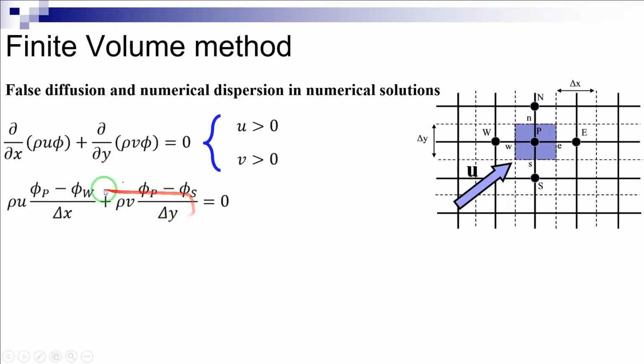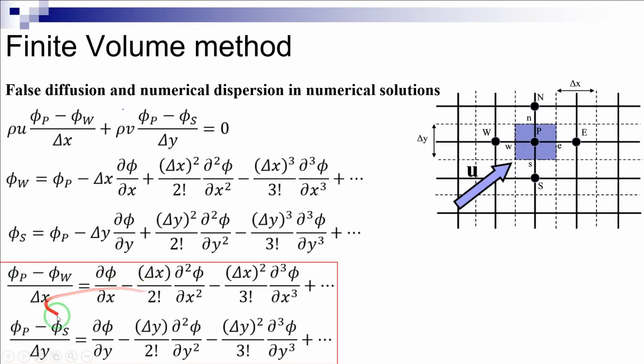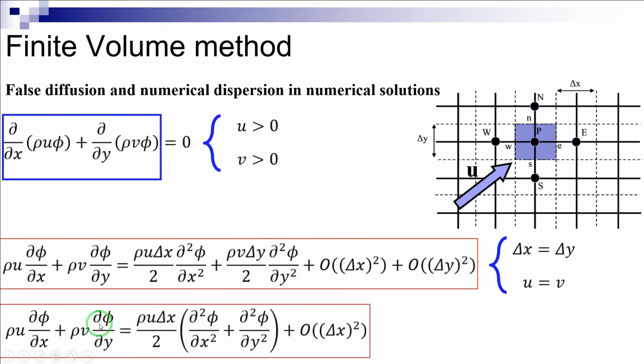Considering the computational domain shown in this figure, phi s and phi w are expanded around phi p by the Taylor series as shown here. The above equations can be rearranged and rewritten as follows. These equations are now substituted into this equation, and consequently we're going to have the following equation. By assuming that delta x equals delta y, and U equals V, this equation is simplified into this one. This differential equation that we just obtained is known as the equivalent differential equation.